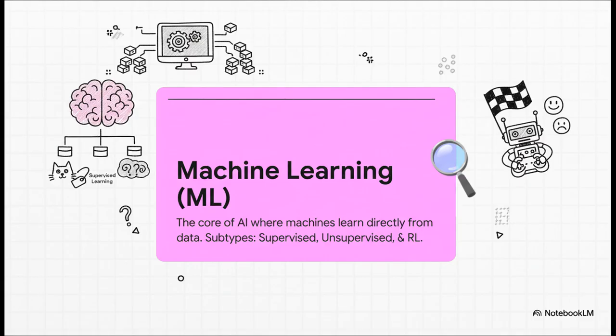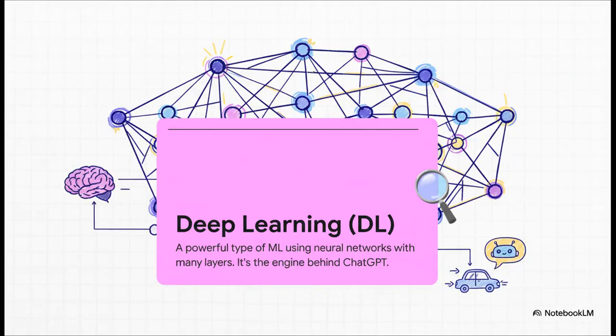So with supervised learning, you're basically showing it flashcards. You give it a million pictures labeled dog, and eventually it learns what a dog looks like. With unsupervised learning, you just dump a bunch of data on it and say, find something interesting. It might discover patterns on its own, like grouping your customers into different buying habits. And then there's reinforcement learning, which is all about trial and error. It's like teaching an AI to play a game by giving it a reward every time it makes a good move.